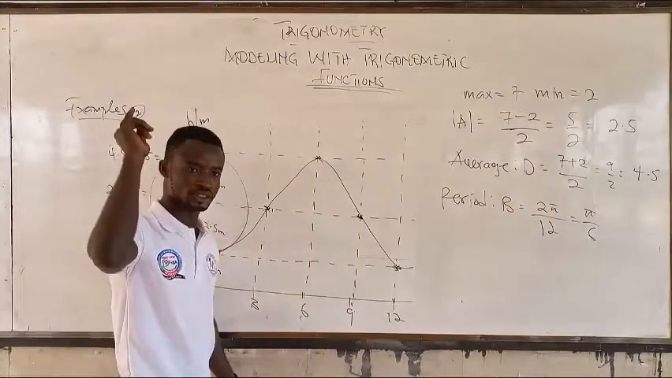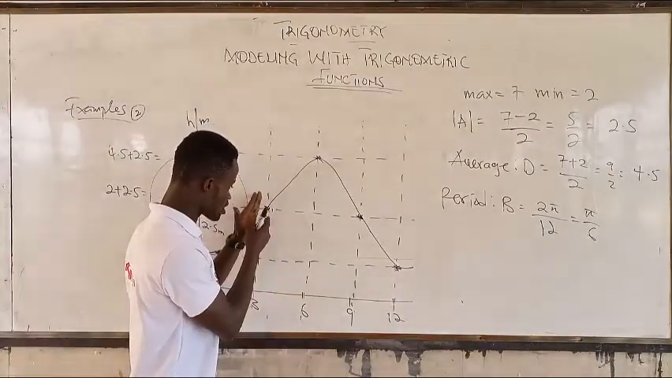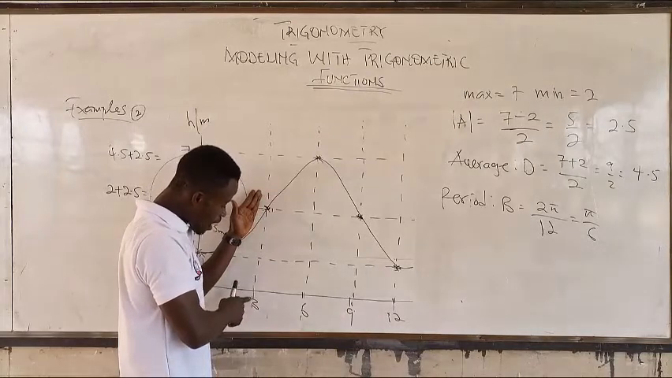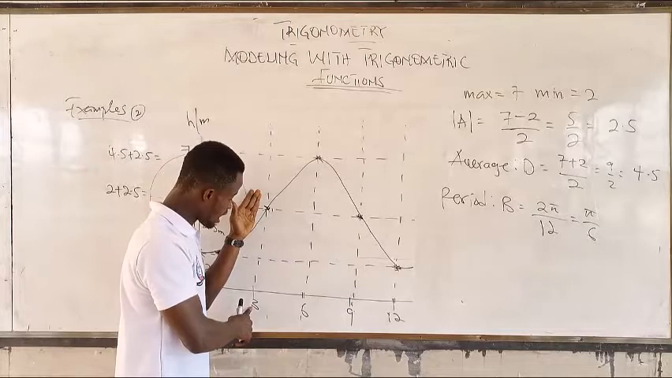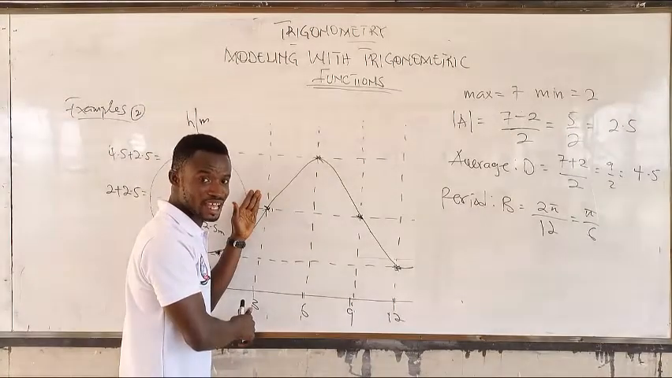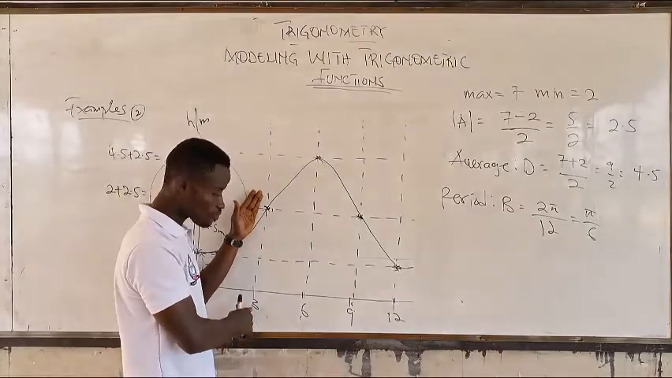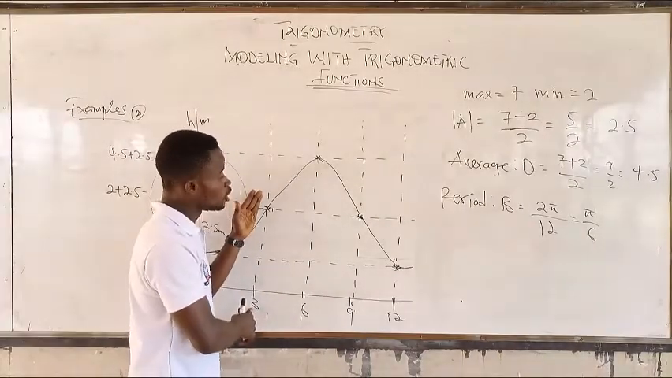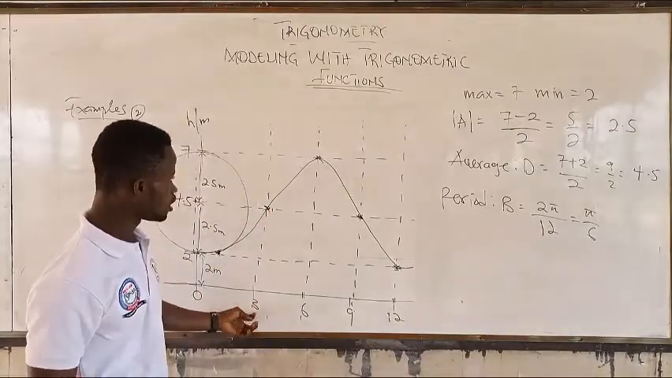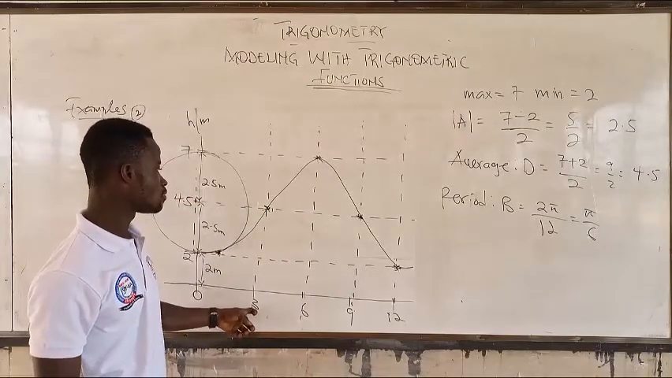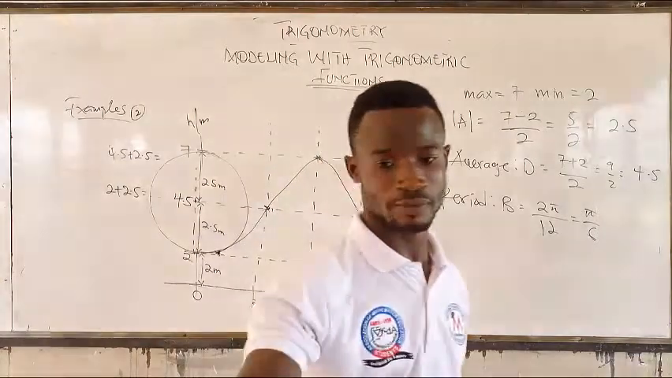But if you want to use sine, that means that you have to shift to the right to where t is 3. So here you are going to get a horizontal shift, not vertical, a horizontal shift of 3. How can you see that? Very good. So it depends on whether you are using sine or cos. So let's go for it and see.